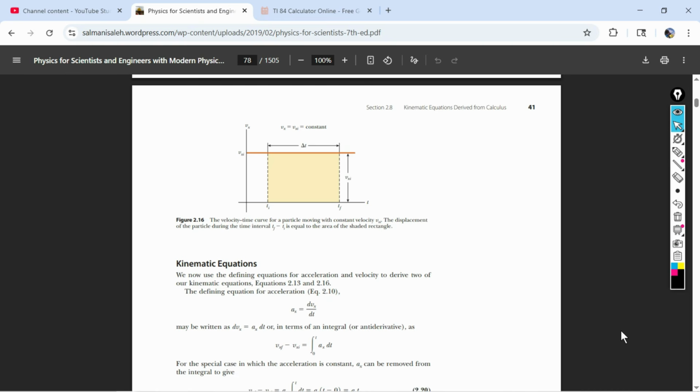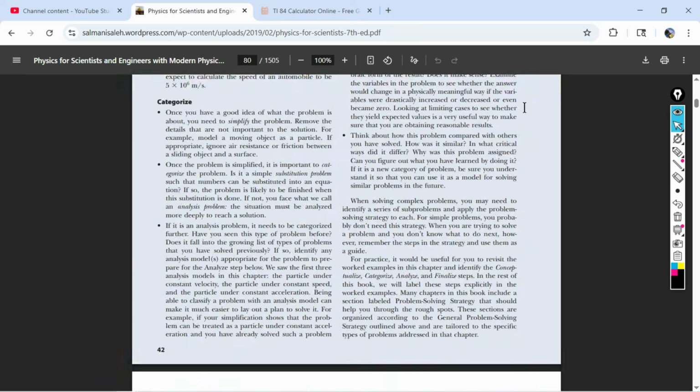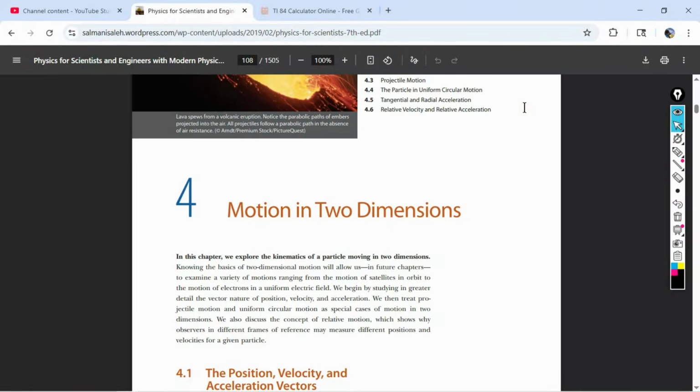Yeah, sometimes it's, oh, you know what? It's page 71 in the book. We're at page 41, so we're just going to bust to page 71. So we have motion in 2 dimensions.